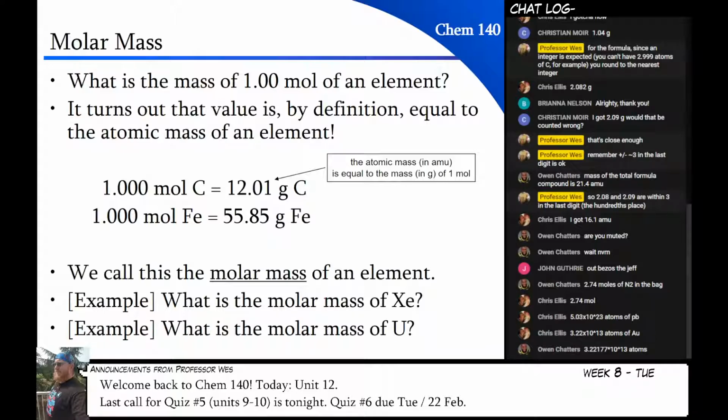Also, xenon is like, I don't know, where's my periodic table? It's buried under a bunch of stuff.